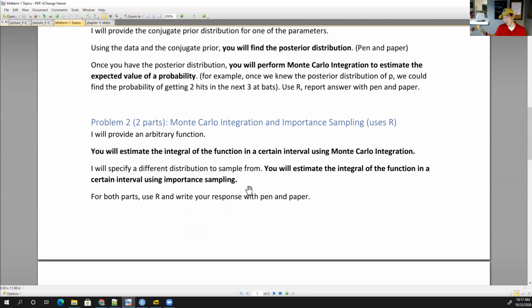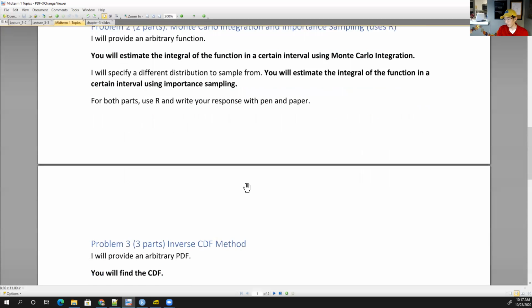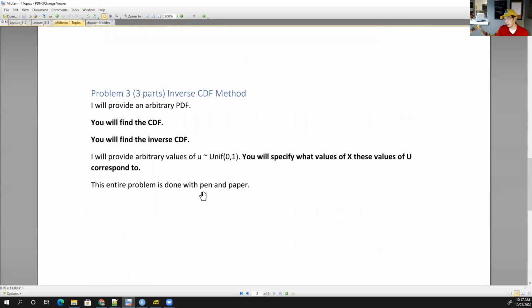Like in the homework, you had to adjust for a proportionality constant. In the homework, you truncated the normal, so in order for it to integrate to 1, you had to multiply by a constant. You might have to do something like that, depending on how the problem is written. And then lastly, inverse CDF.